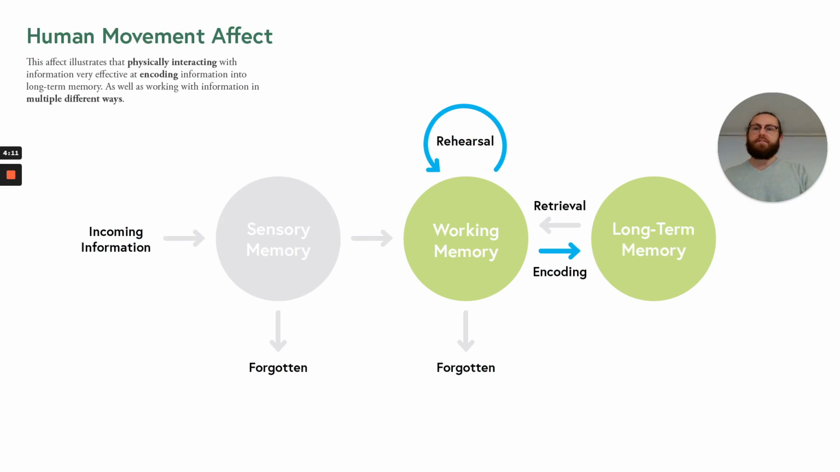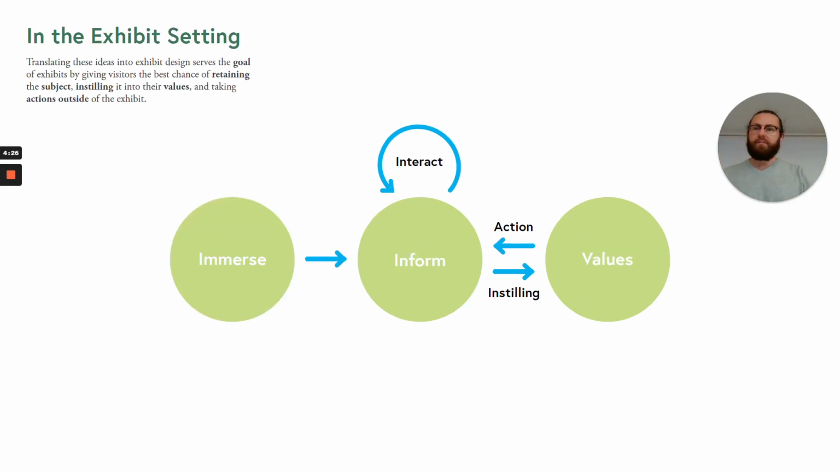And the one I'm focusing on is the human movement effect, which means that physically interacting with information and playing with it in multiple different ways and senses is a very effective way of rehearsing that information in your working memory to encode it into your long-term memory. So translating that into the exhibition setting, since the real goal of exhibitions is to get people to instill the values and understand the subject matter and hopefully take action upon what they have learned outside of the exhibit, it sort of goes in this order of immersing, informing, and using interaction as that working rehearsal to then instill those values that you can then use in actions later.